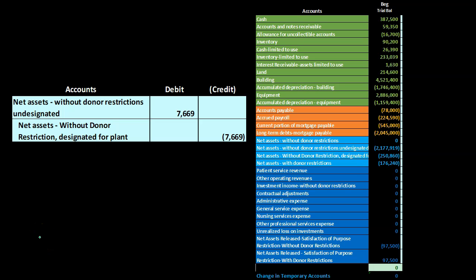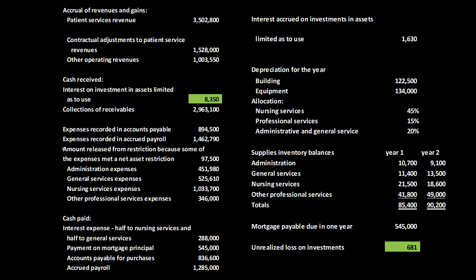The next transaction is going to be a reclassification of the net assets without donor restrictions. So we're going to be taking some out of the net assets without donor restrictions that are undesignated, and now we're going to be moving them into the net assets with donor restrictions, which are designated for plant. So to look at that, let's think about all the transactions we looked at. We had the cash investment, and this item here was for interest on investment in assets limited to use. So you'll recall that we entered this into something without restrictions, but now we're going to move it into another class of net assets without restrictions.